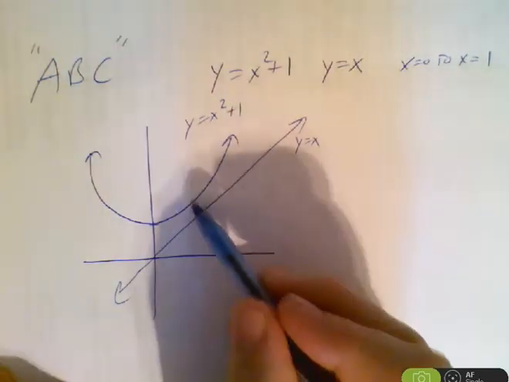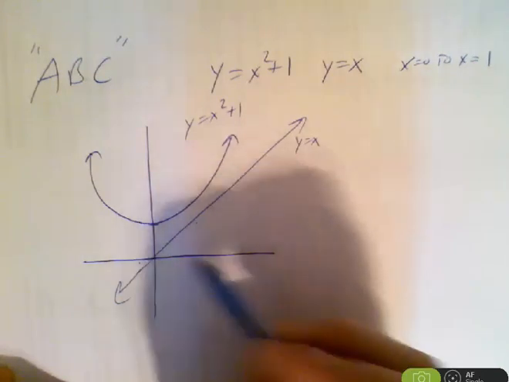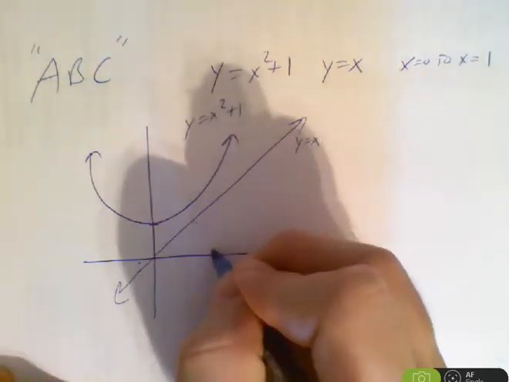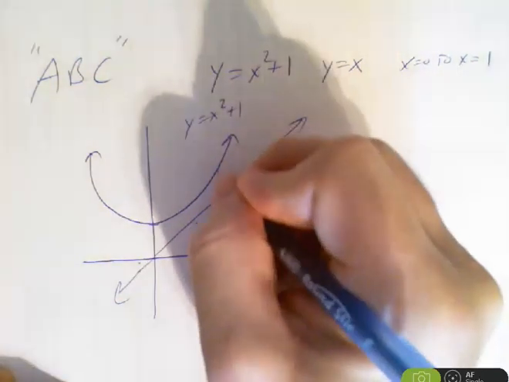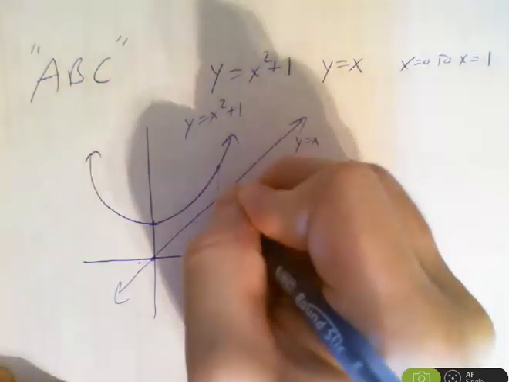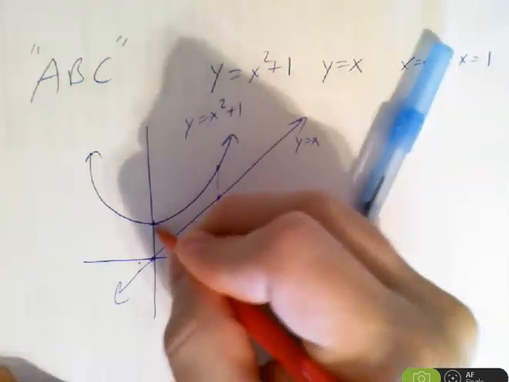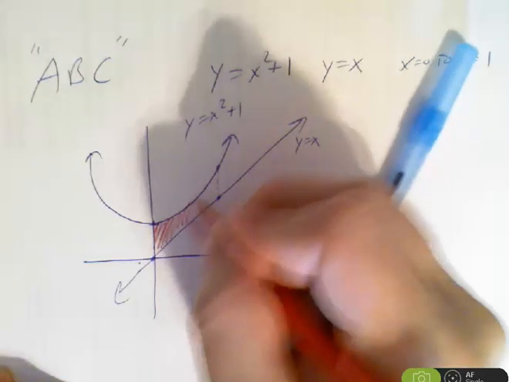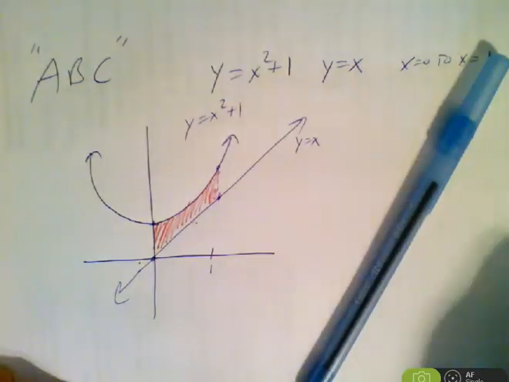And we want the area between these two curves from 0 to 1. So let's just say this is 1. So it's essentially here, right? Basically this little region right inside here. That's what we want. All right.